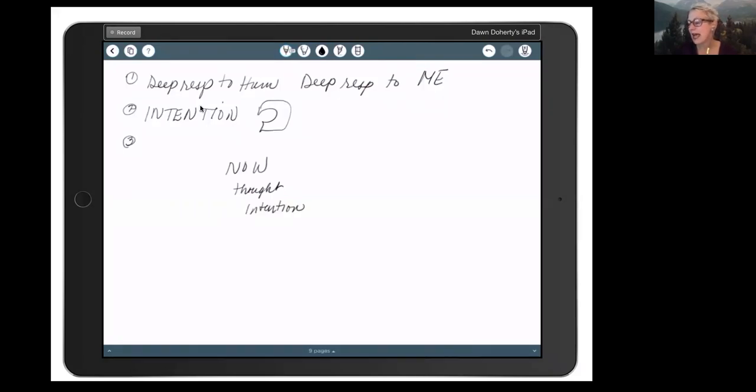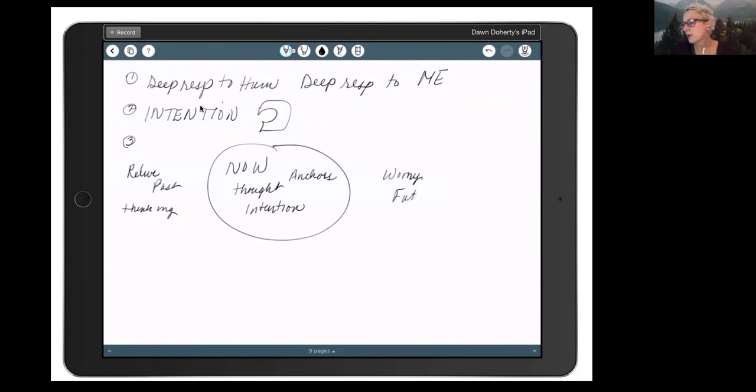So intention actually anchors us in the now, and we release the old patterns of thinking, which is reliving the past and worrying about the future. So intention allows us to stay in the only moment that's real, which is right now.